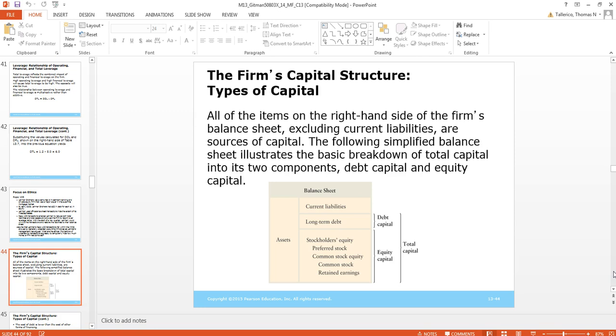Okay, so I'll go over the types of capital structure in a little bit. I just wanted to finish up financial and operating leverage. So I'll make another video later on and continue with this.